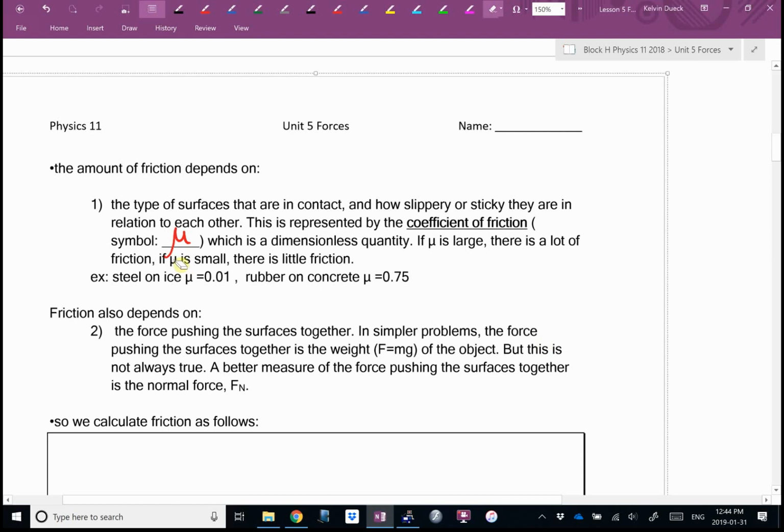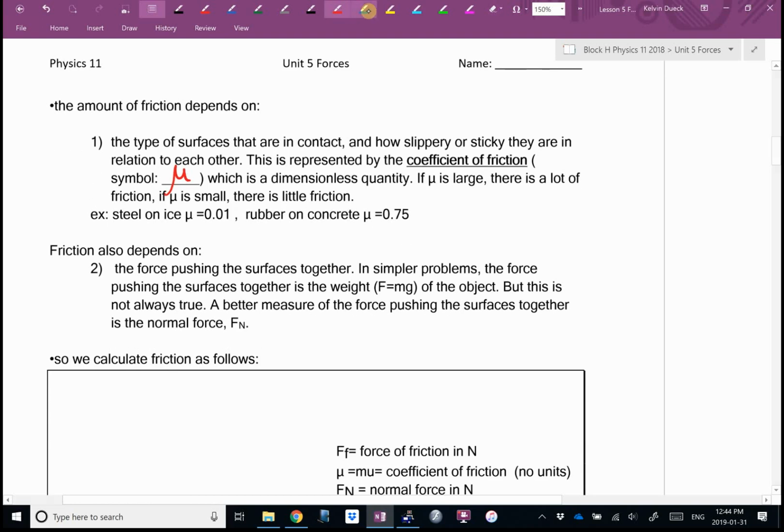So friction depends on the coefficient of friction, and it depends on the force pushing the surfaces together, which in really basic questions would be mg, but this is not always true. A better descriptor would be to realize it depends on how hard the ground is pushing up, and we give that force a special name. It's the normal force. Here is your final equation for this unit. Friction is equal to mu times the normal force.